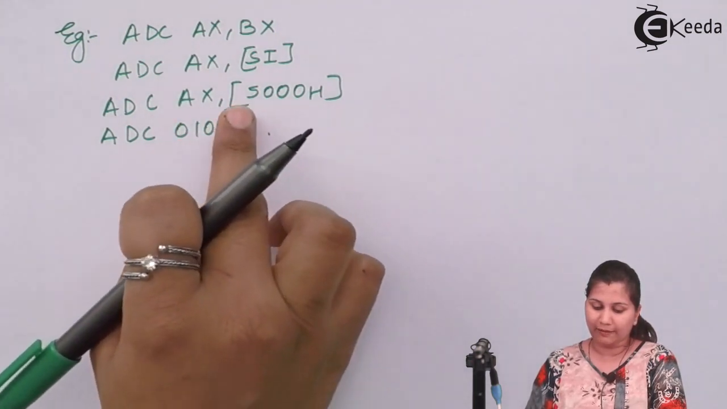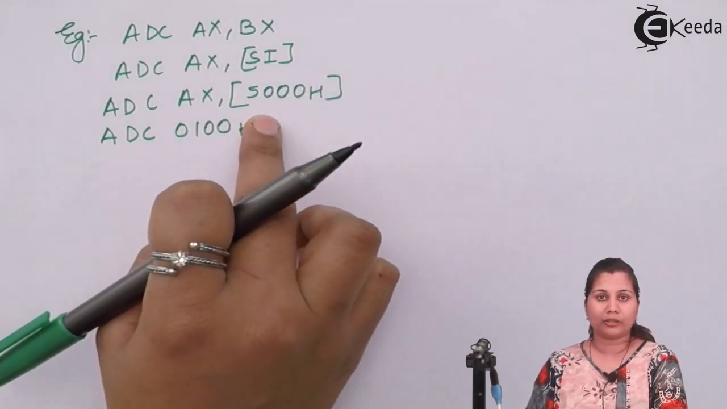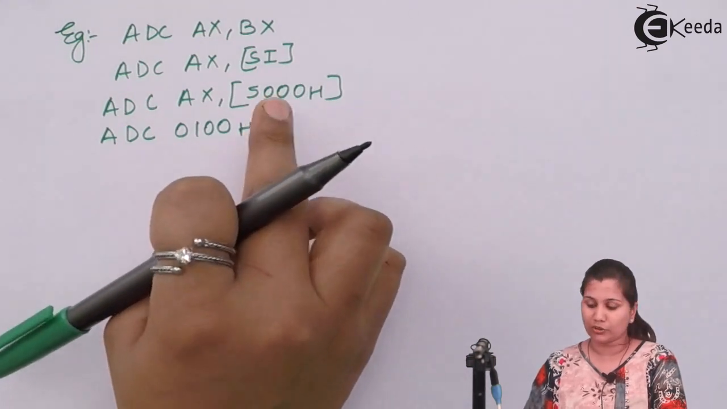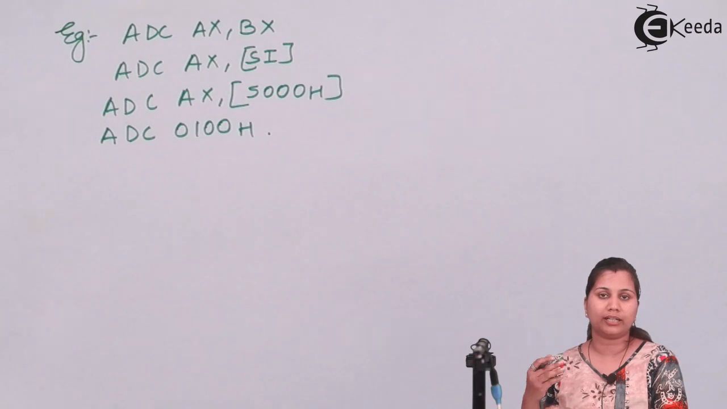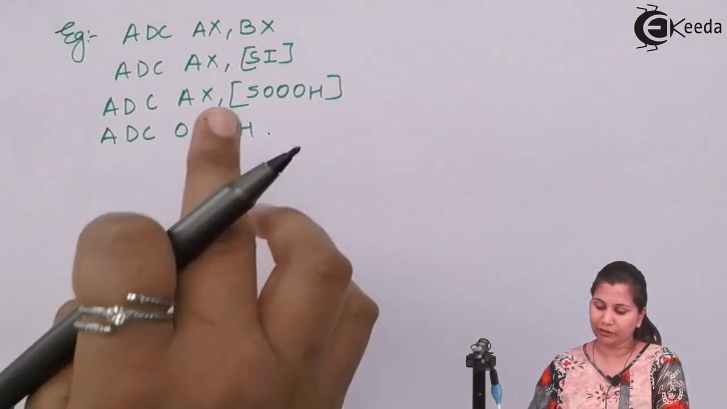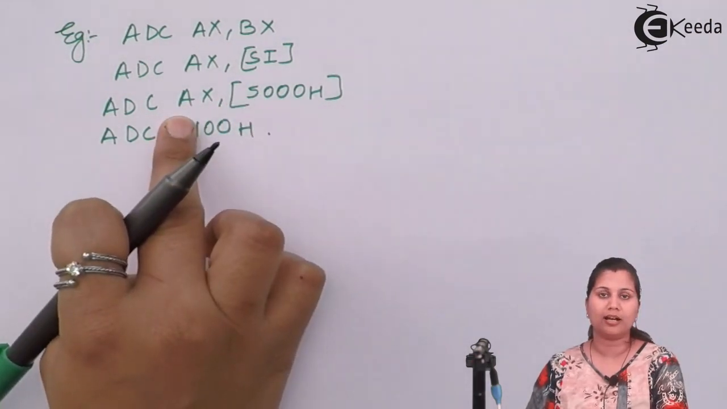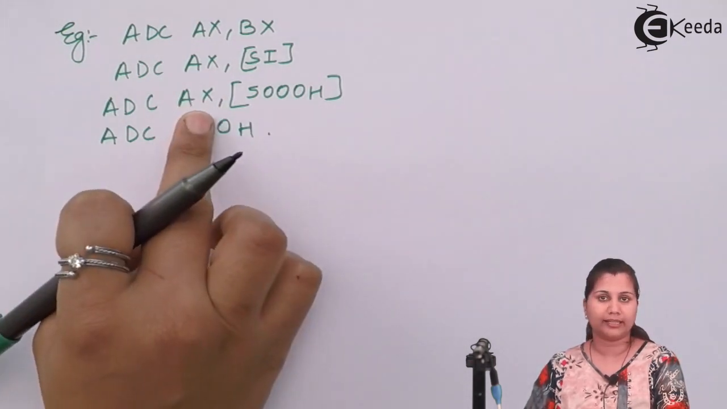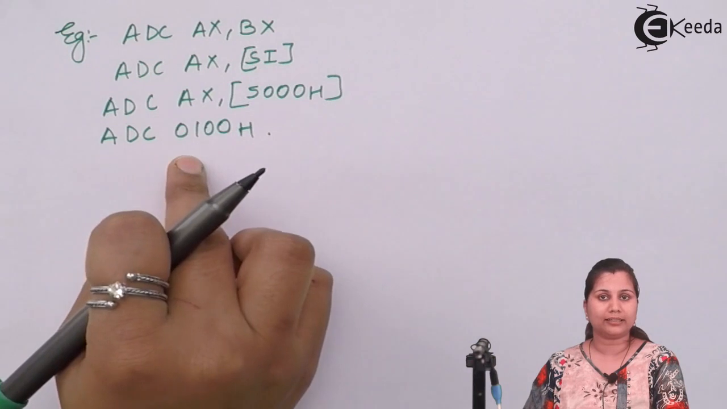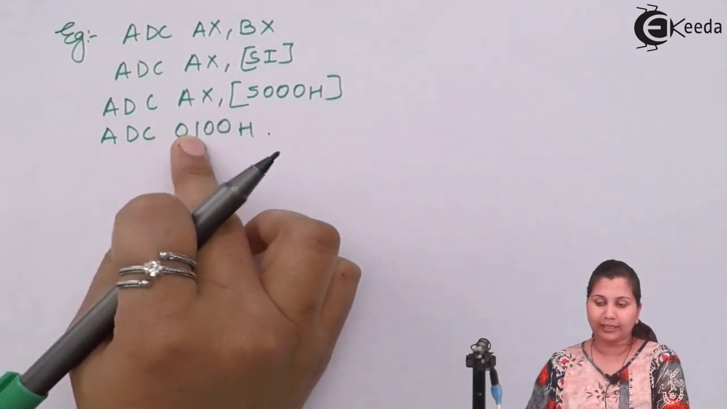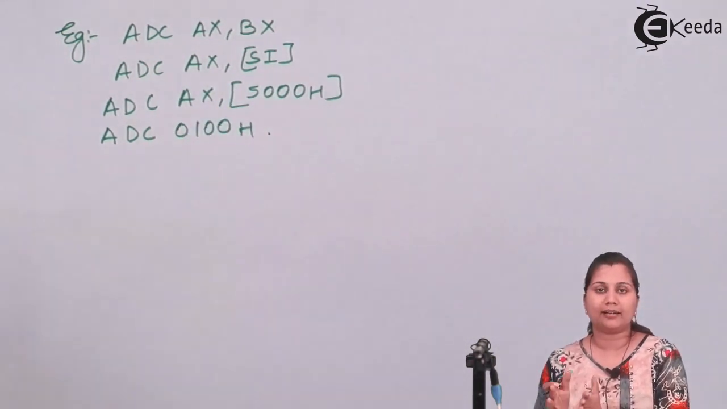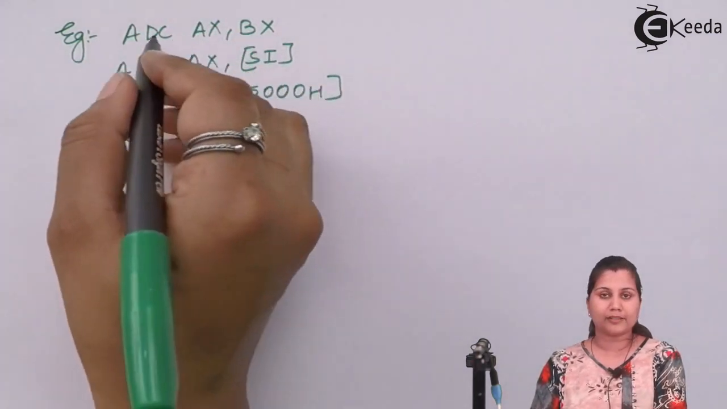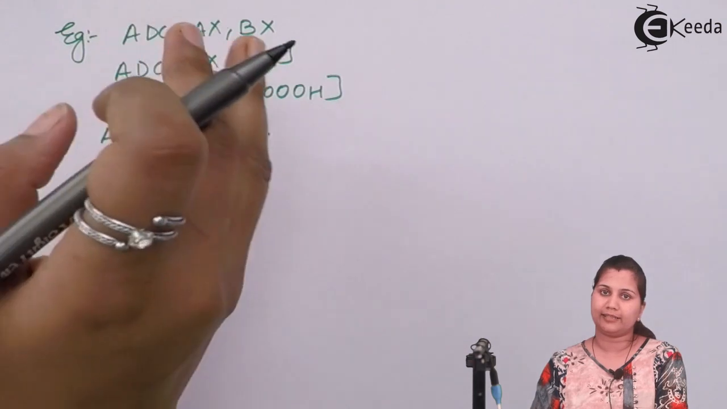Then here we have the address of the memory location, data segment plus this 5000. So that memory location data is stored there. That data will be added with the AX register and plus the carry flag, and the result is stored in the AX. Here accumulator, carry flag and this data will be added and the result will be stored in the accumulator. So these are the examples of the add with carry instruction.